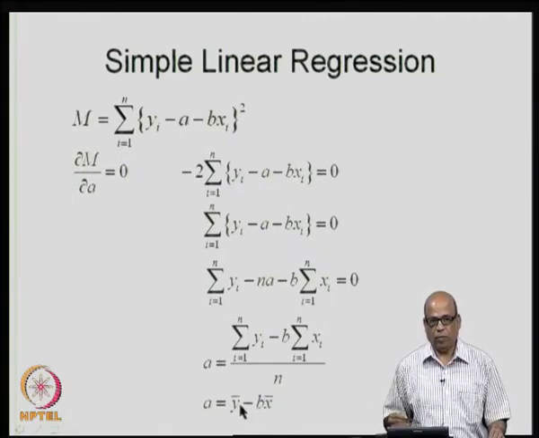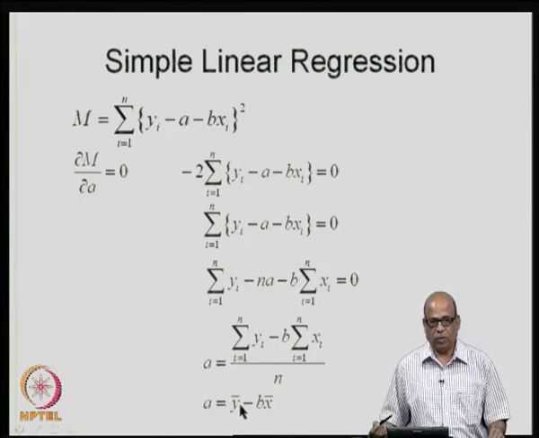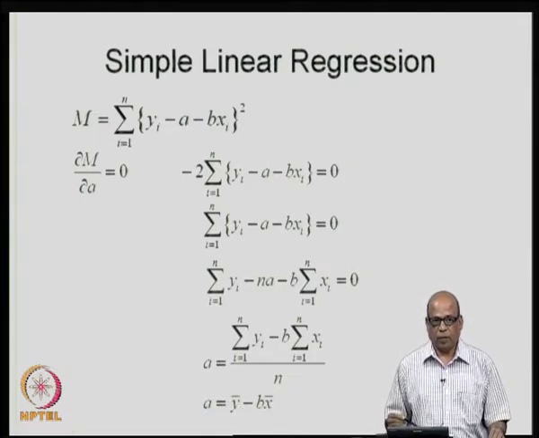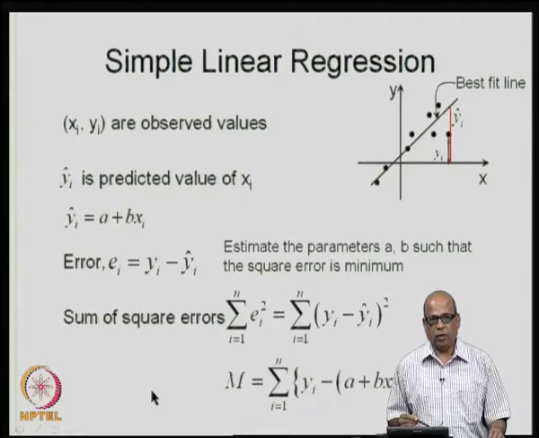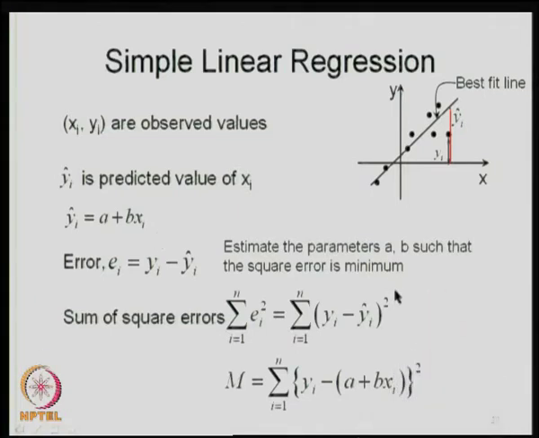So, b you obtain from the relationship that we just discussed, and from that you know y bar, which is the mean of y, and you know x bar, and therefore, you get a. Once you get a and b, your relationship is completely defined: y I hat is equal to a plus b x I. So, this is how we obtain the best fit line for a scatter of points.